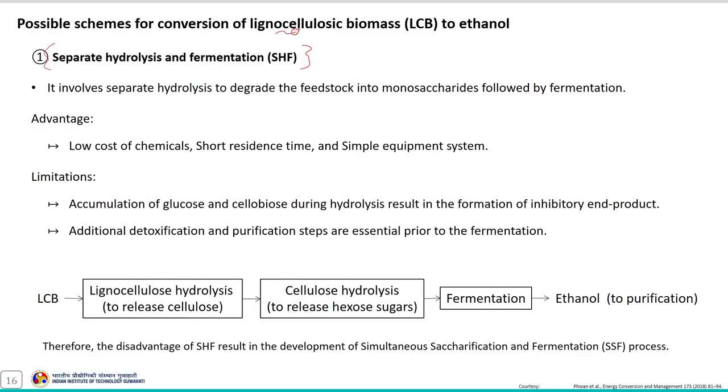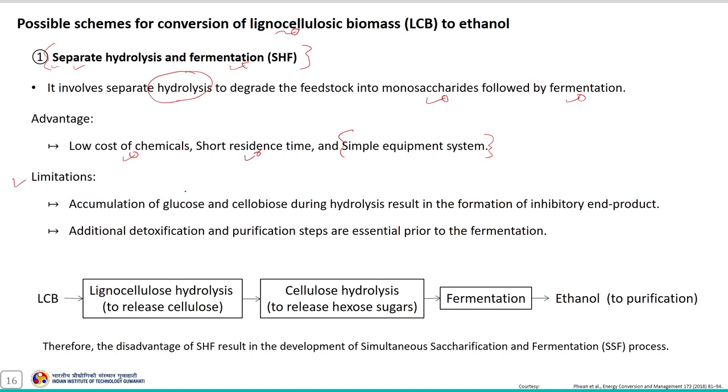After learning about the biomass conversion processes as well as the raw material required for them, let us discuss the possible schemes for the conversion of lignocellulosic biomass to ethanol. Different schemes are available. So let us first discuss separate hydrolysis and fermentation. This scheme involves separate hydrolysis to degrade the feedstock into monosaccharides followed by fermentation. The advantages of this scheme are low cost of chemicals, short residence time, and a simple equipment system used for the separate hydrolysis and fermentation process.